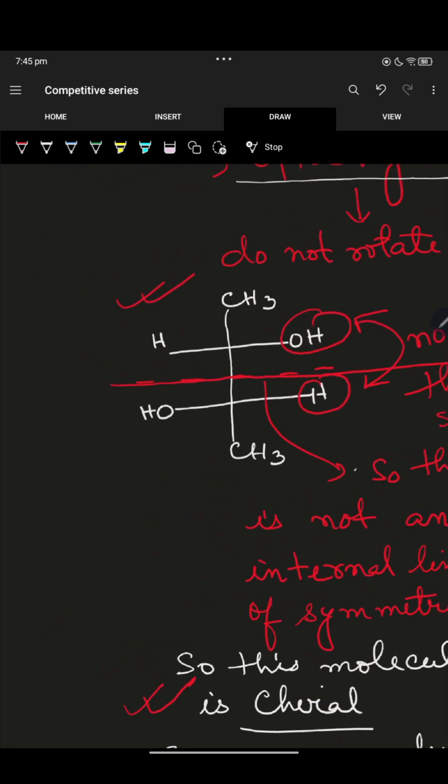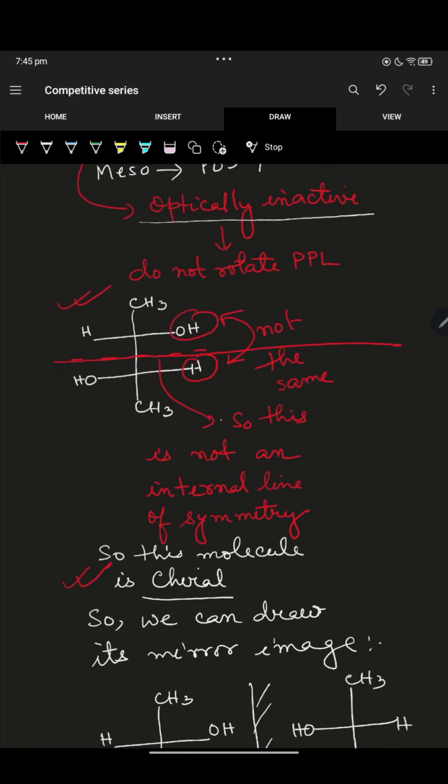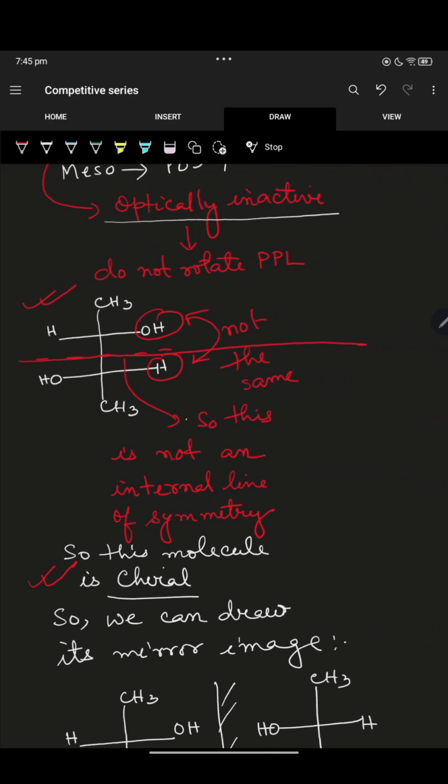If I consider this compound, see, if I draw the line in between, then on both sides of the line, the groups are not identical. If there is OH on one side, on the other side there is H. So they are not the same groups. So this is not an internal line of symmetry. I cannot say this is POS. Why? Because it is not dividing the molecule into equal parts. It's not symmetrical. So this is not meso.